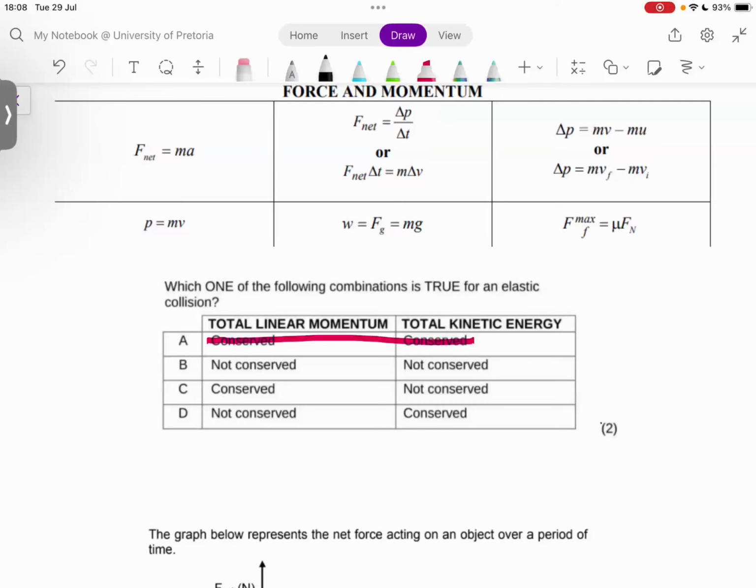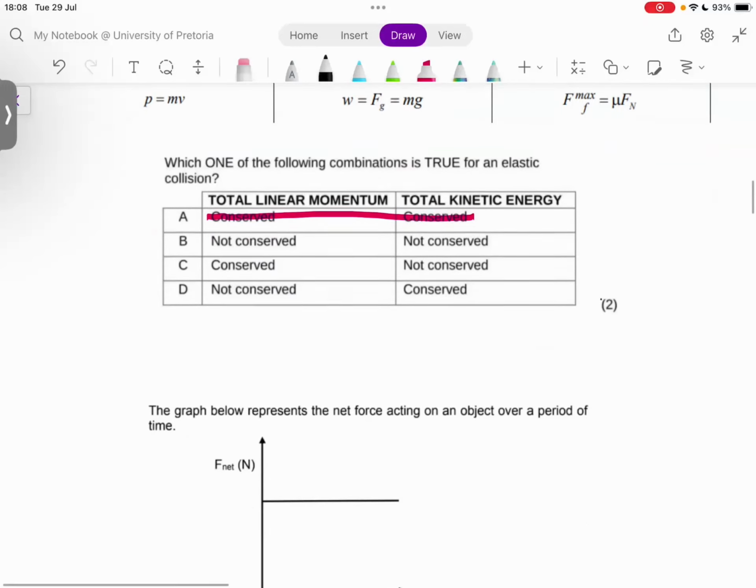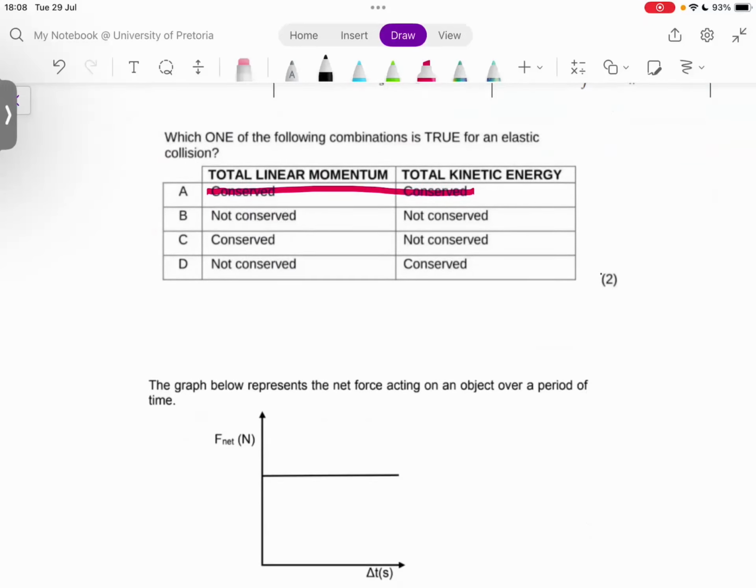Cool. For this one, this answer really relied on our knowledge of conservative and non-conservative forces, guys. All right, let's move on to the next question.